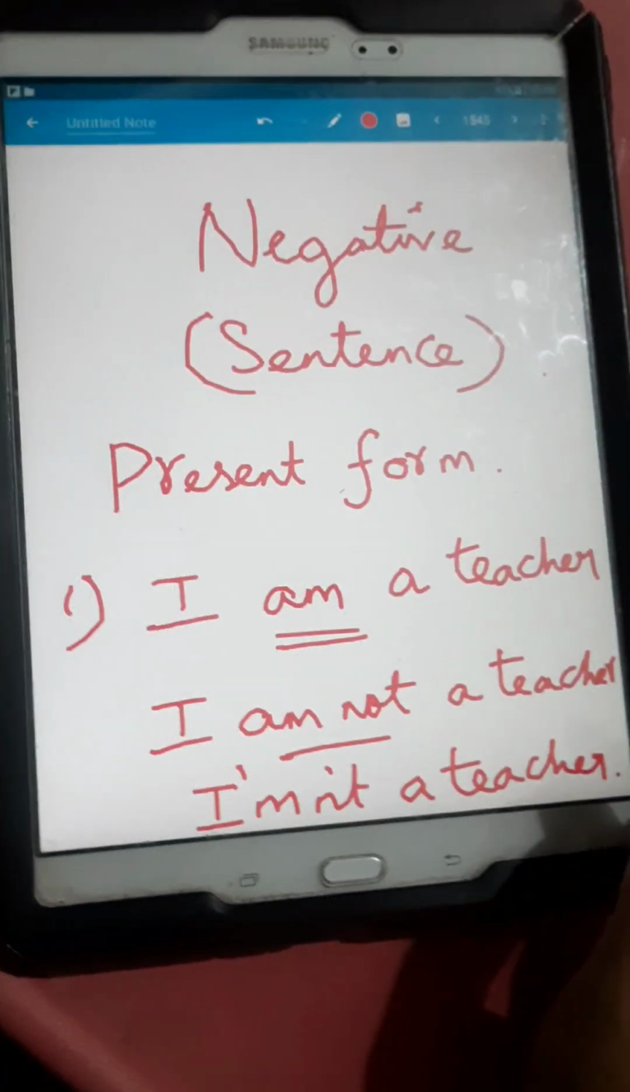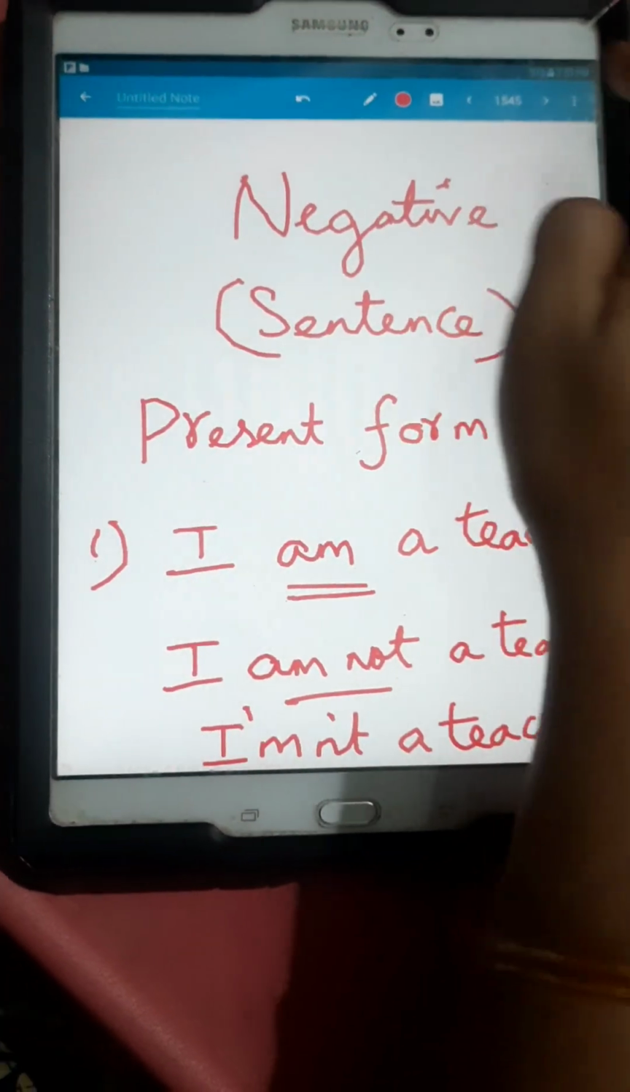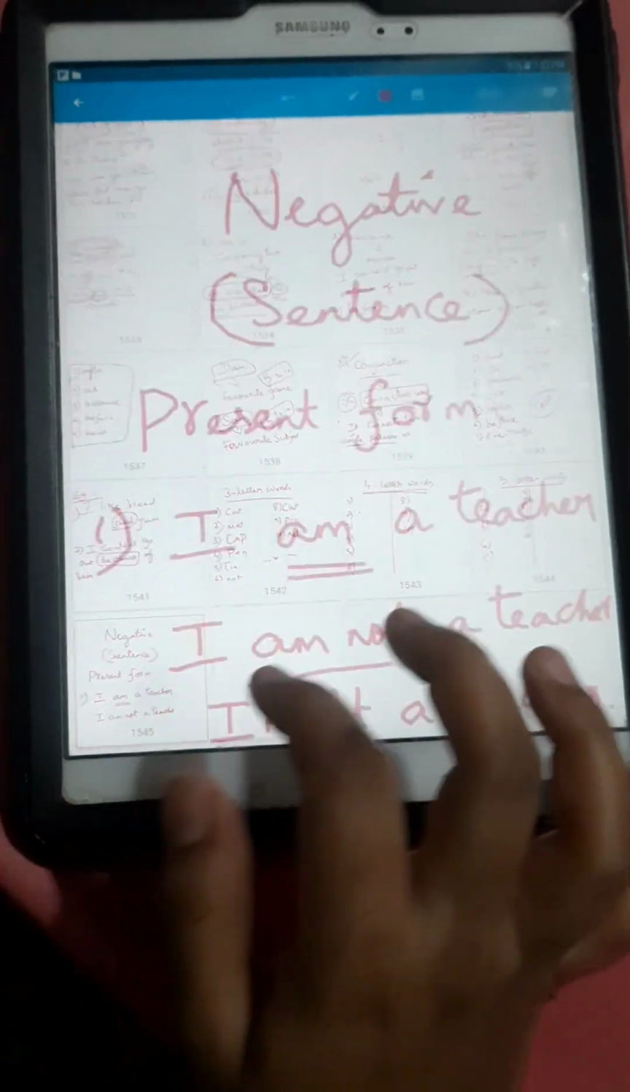So you just have to concentrate on the be form of the verb in that sentence. You have to add not to that be form of the verb.